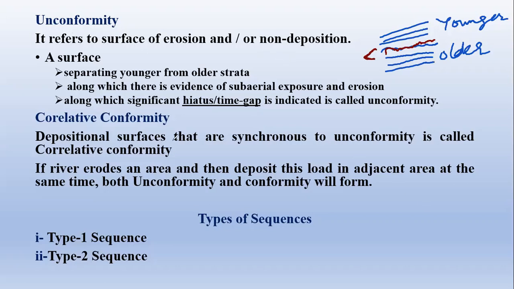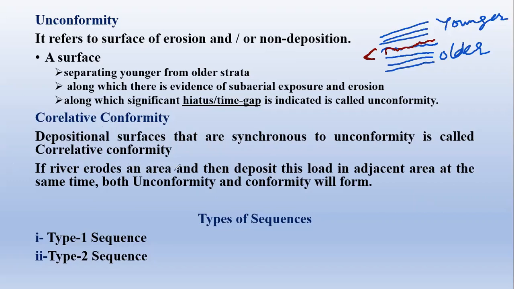What is correlative conformity? The depositional surfaces that are synchronous to unconformity are termed as correlative conformity. Any surface that develops at the same time as unconformity, then such surface of deposition is called correlative conformity. Now, how does it form?